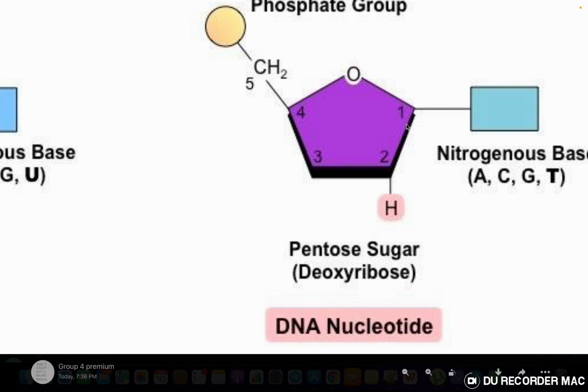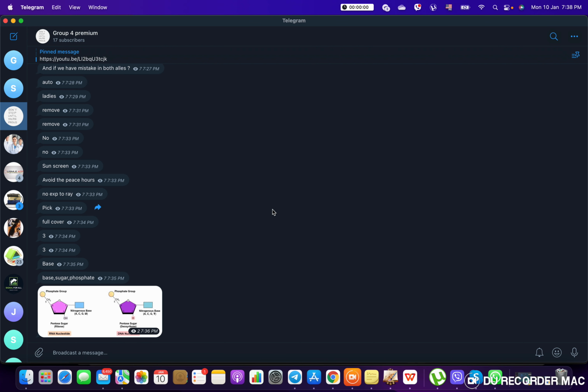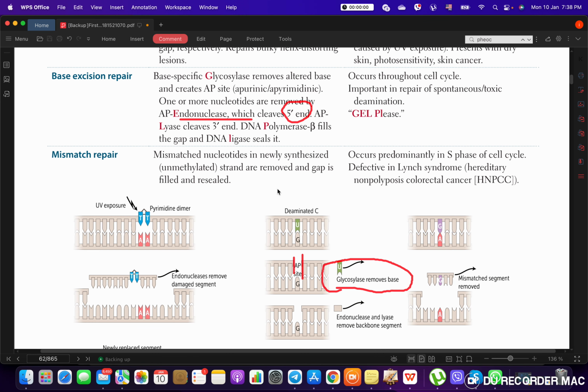So glycosylase. After that, we said the endonuclease cuts the 5' end. And the L for the lyase cuts the 3' end. So what are we doing? We are trying to basically mutilate the base and get the base alone and remove everything from around it. So we are done with the GEL. We used the glycosylase, we used an endonuclease, and we used the lyase to keep the what alone? To keep the base alone. Yes? DNA polymerase will fill up the gap afterward and reseal the gap.